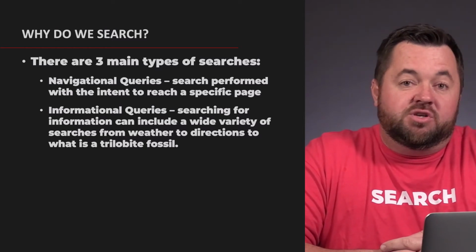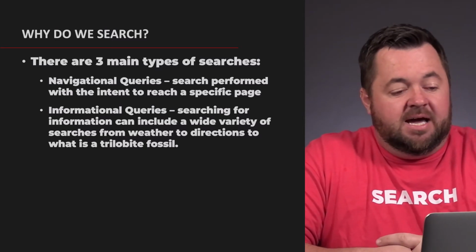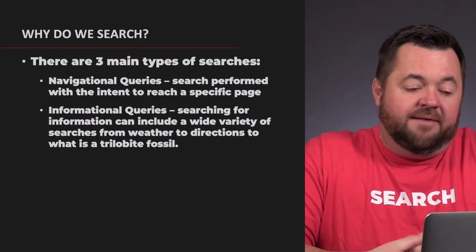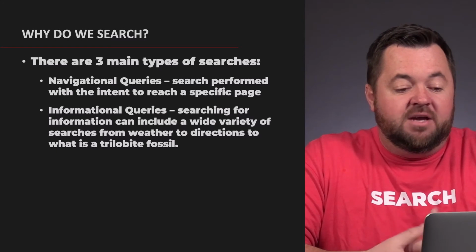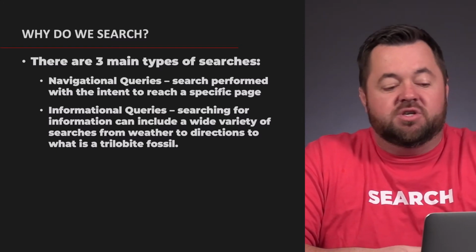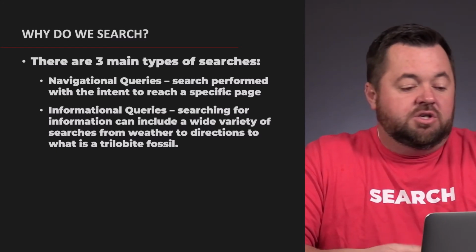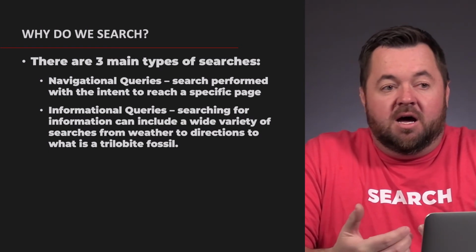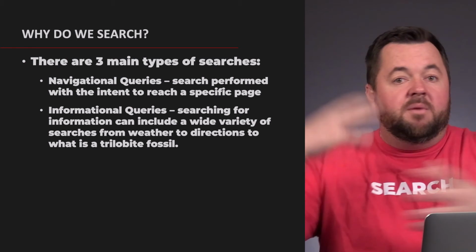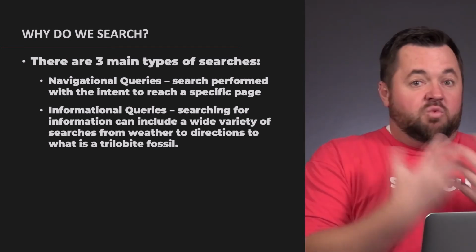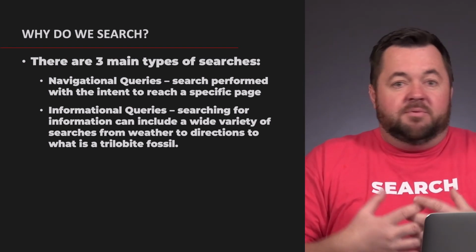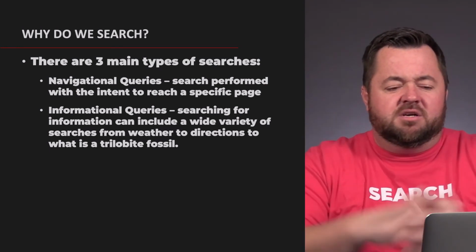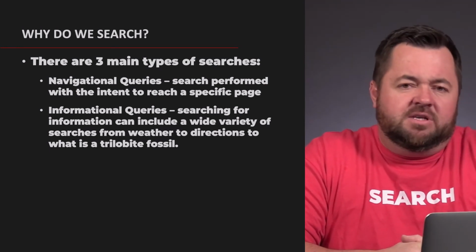The next type, which is probably the biggest, most popular type, is an informational query. This is when we literally have a question. We're looking for information that can include a wide variety of searches, from the weather to maybe directions. Maybe we're looking for theoretical directions of where we might be going later. Maybe it's not a right now thing. Or maybe we're trying to understand what a trilobite fossil is. And so informational queries could be a lot of different types of queries.